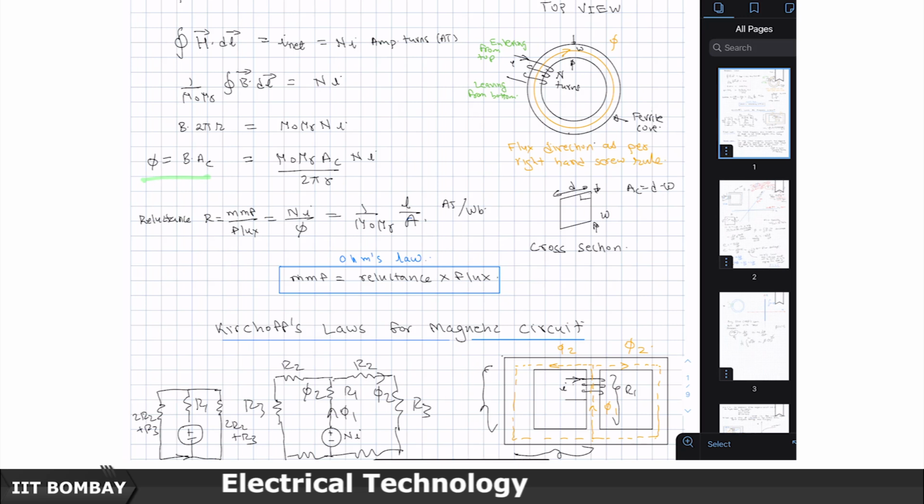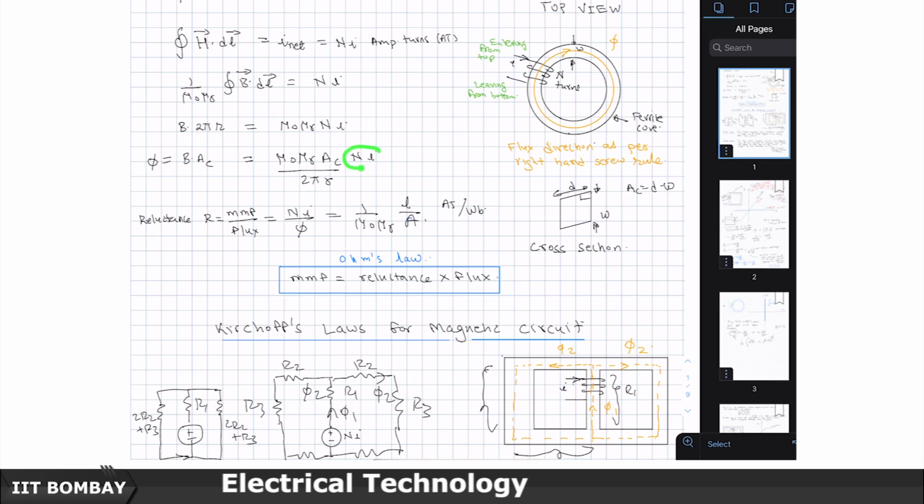flux which is B times AC, B will come out as mu 0 mu r by 2 pi r times n of I, which should be multiplied by AC, and so the flux becomes equal to this particular value which I have shown here.